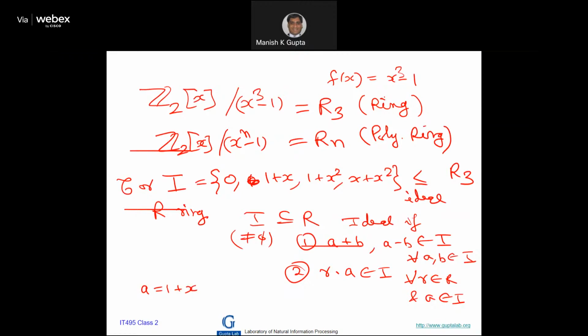What is the next element? 1 plus x. If you multiply this whole thing by 1 plus x, this will be 1 plus x squared, which is again in the set. What is the next element in the list? x squared. If you multiply this with x squared, it is x squared plus x cubed. But x cubed is equal to 1, so this is 1 plus x squared, which is again in the set. What is the next element?